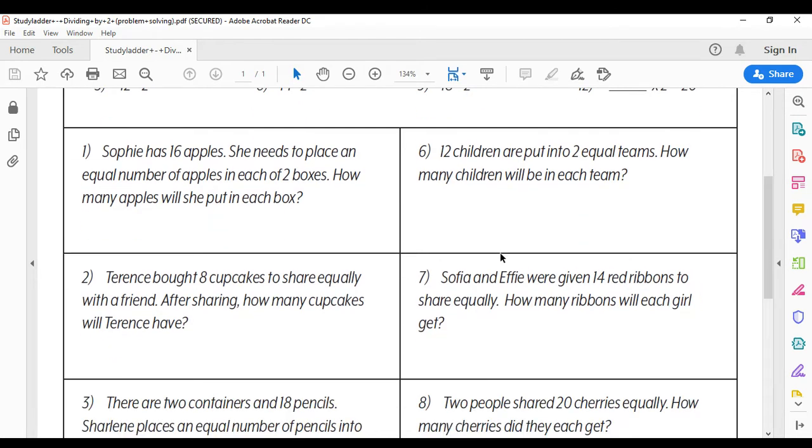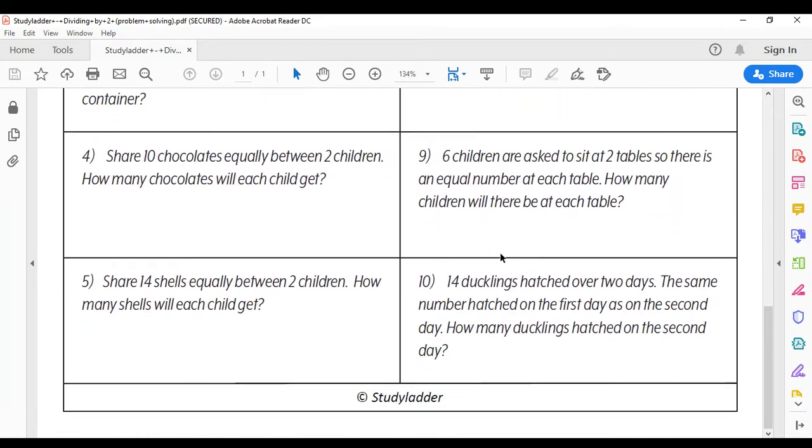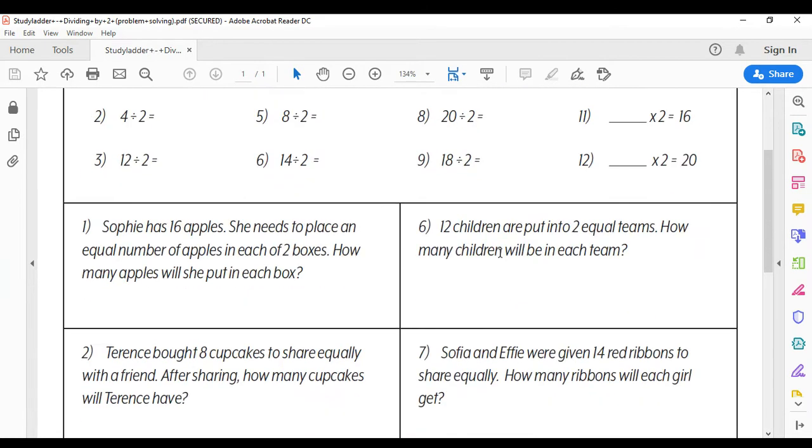Down here, we have a few word questions. So you will have to work through these during class. Let's take a look at the first question. It says, Sophie has 16 apples. She needs to place an equal number of apples in each of two boxes. How many apples will she put in each box?